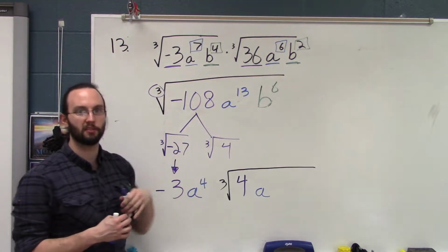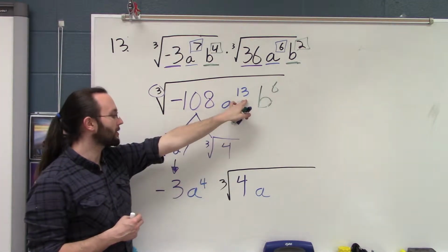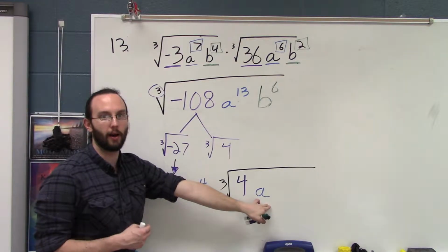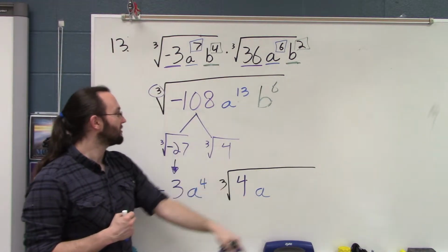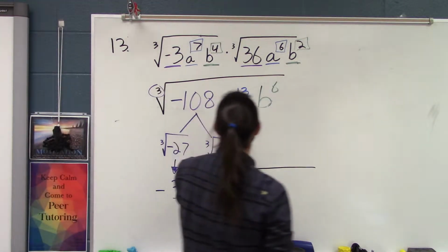12 plus 1 gets us the 13. Had that been a 14, it'd be a squared left behind. There'd be 2 left over. So that takes care of our a.